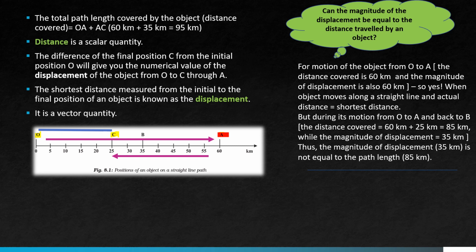Now in this similar situation, if the final position of the object is B, meaning the object has to go from O to A and then from A to B, in that case what would be the distance traveled by the object? It would be 60 plus 25, that is 85 kilometers, right? But what will the displacement be? Displacement will be the distance between O and B, that is 35 kilometers. So in this scenario, distance and displacement are not the same, right?